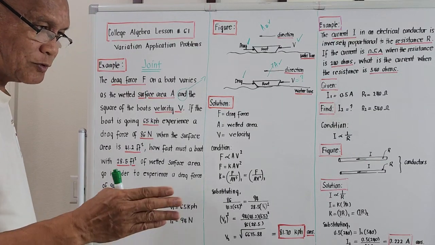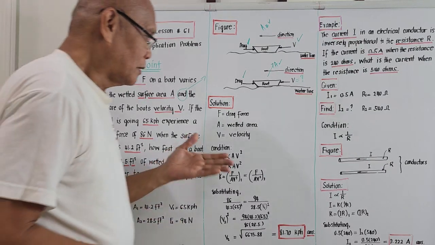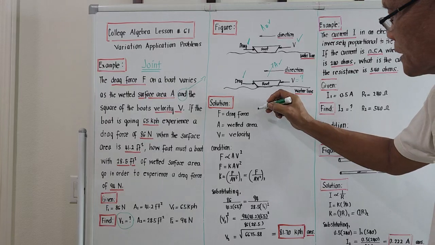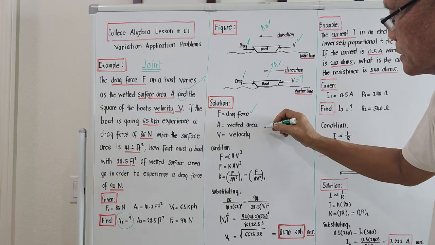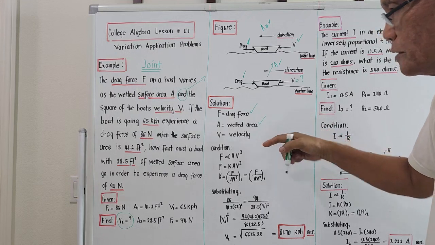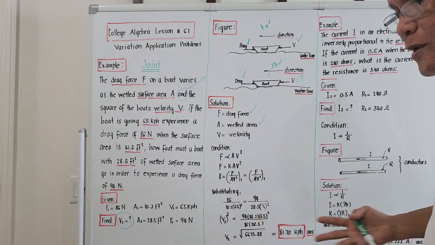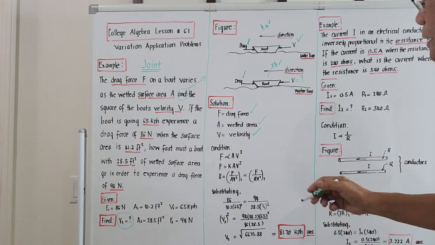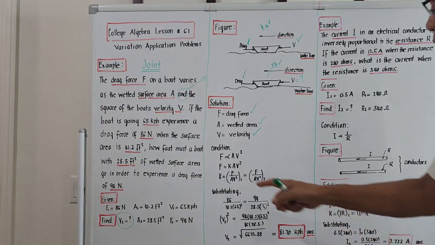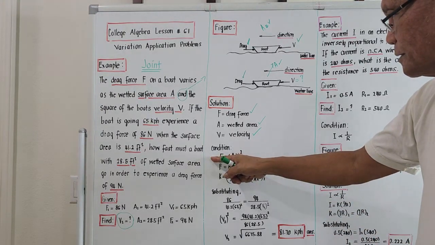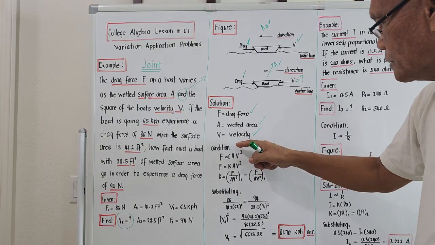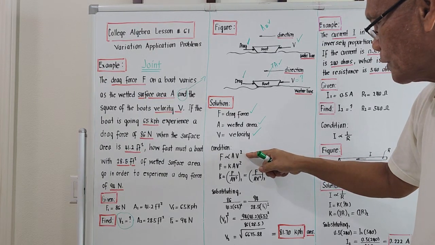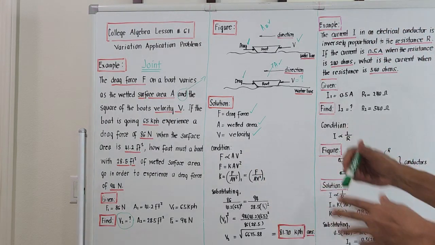But to solve the problem, we must bring out the equation. We'll make a representation first here. Capital letter F is the drag force. Capital letter A is the weighted surface area, the one exposed to the water. And capital letter V refers to velocity. The given condition of the problem is that the drag force varies with the surface area and the square of the velocity. So bring out now the solution of this one.